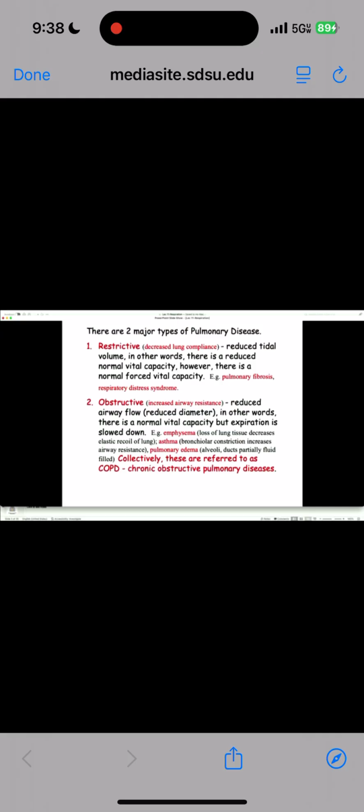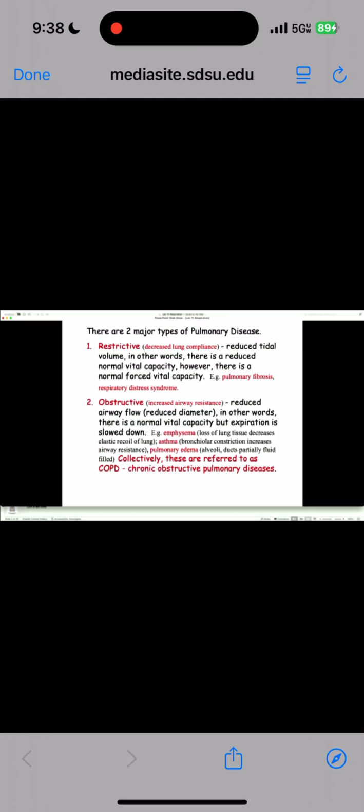The other type of diseases are what we call obstructive diseases. And these are a more wide variety of diseases. They include emphysema, asthma, and pulmonary edema. And this is where we get the term COPD. C stands for chronic, meaning it's ongoing throughout the life of a person, and they're obstructive pulmonary diseases. Now, these are very different in nature, but they do all have one thing in common, and that is increased airway resistance.